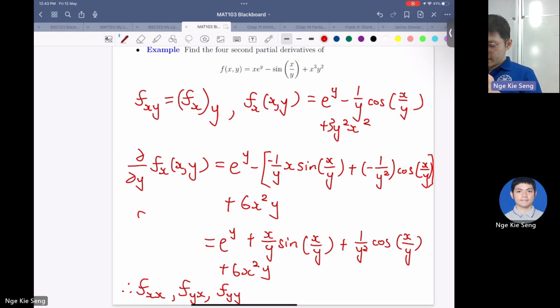What d? You mean this d? Oh, this d. This d you cannot use because when you use this d, it means that the function only has that variable. When we put del, meaning partial. Why use partial? Because there might be more than one variable. They might have other variables than y or x.